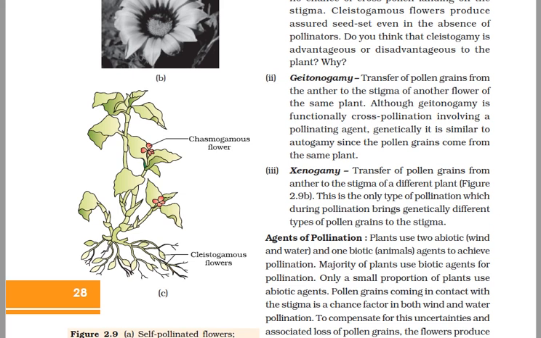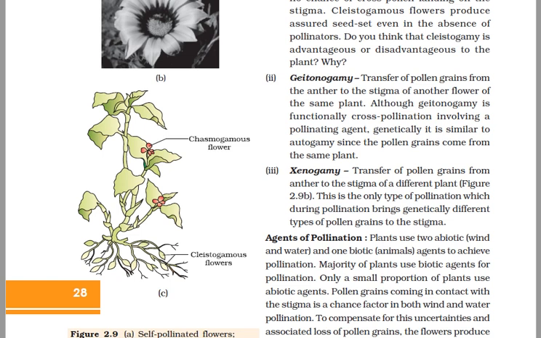Here you can see in your NCERT, it is the transfer of pollen grains from the anther to the stigma of a different plant but of the same species. The transference of pollen grains is by means of certain agents. These agents can be abiotic or biotic. Abiotic agencies are water and wind, and biotic agents are insects, birds, bats, snails, etc.